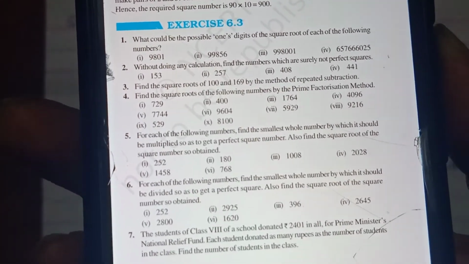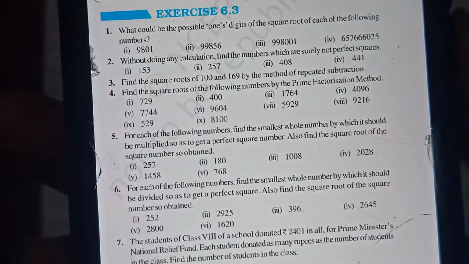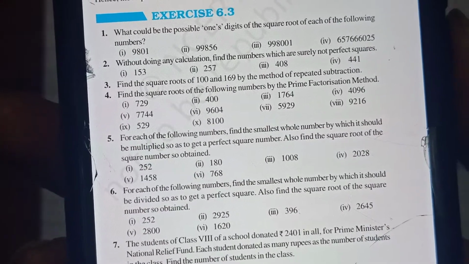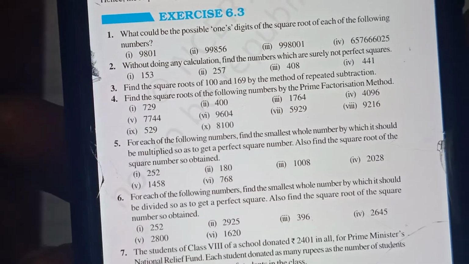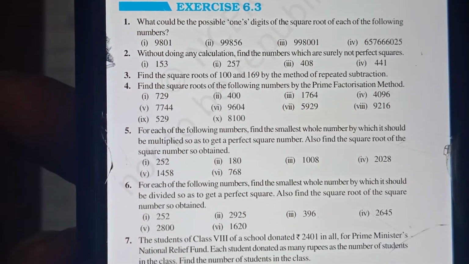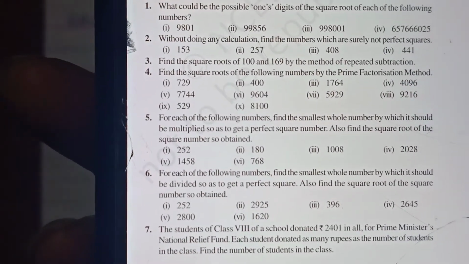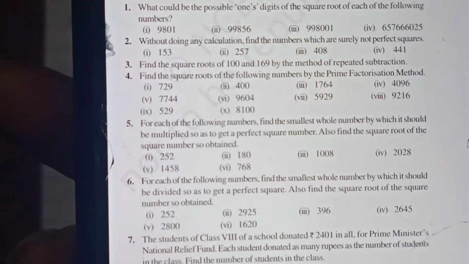Beta, question number 5 now we are going to see. For each of the following numbers, you have to find the smallest whole number which should be multiplied to get a perfect square number. Okay, and then also we have to find the square root of the perfect square so obtained.